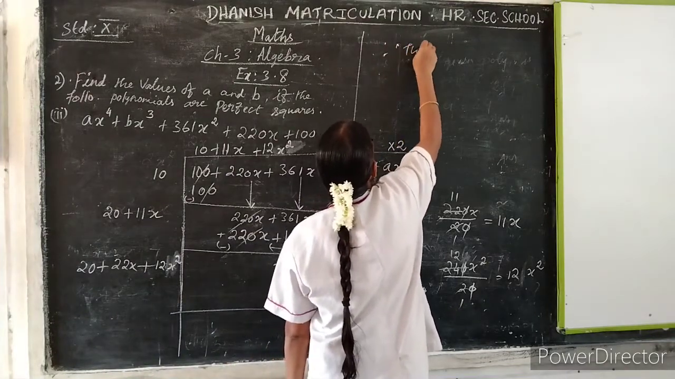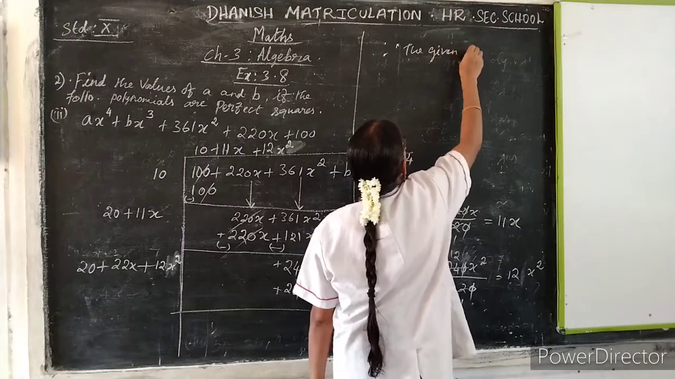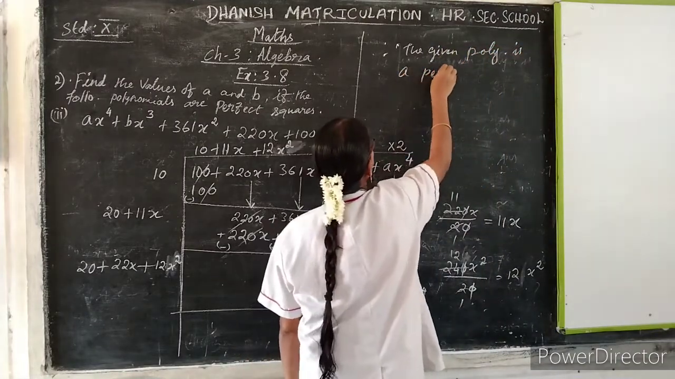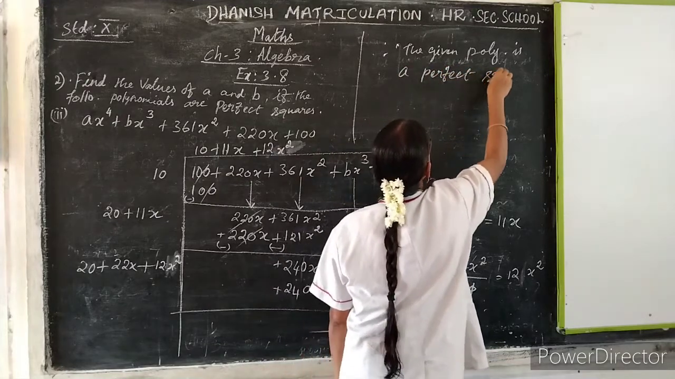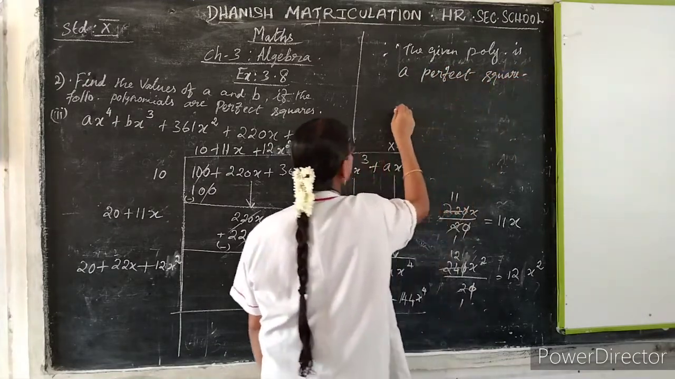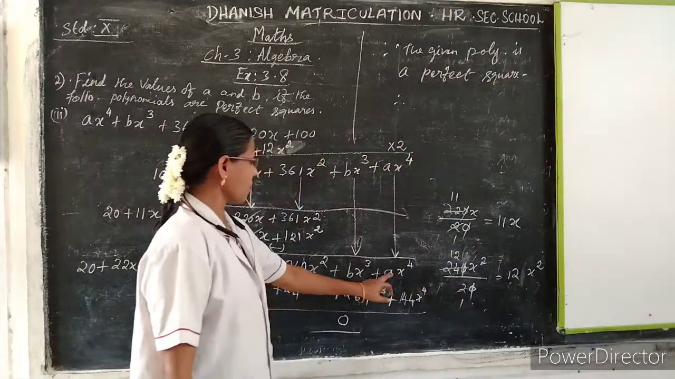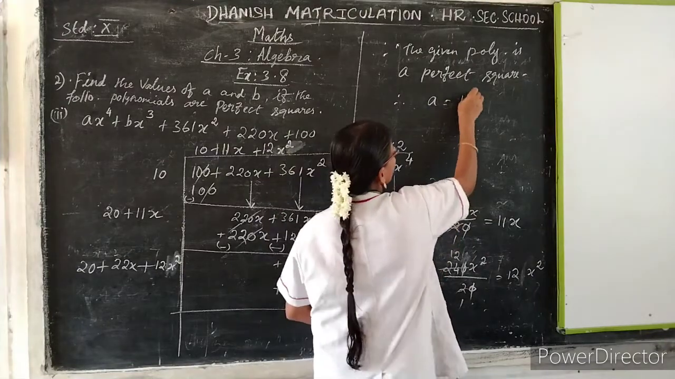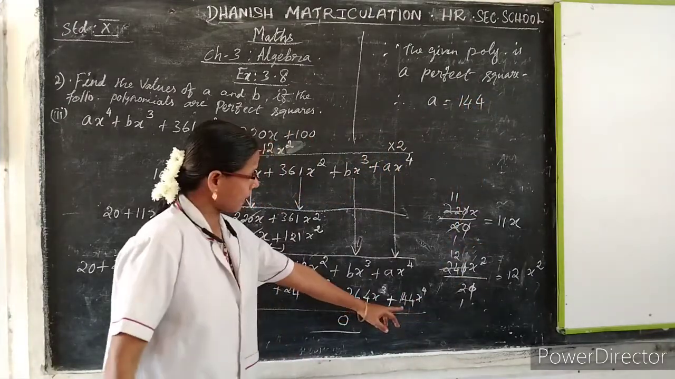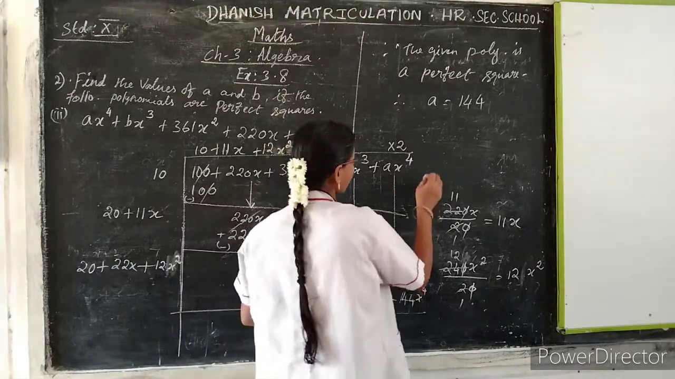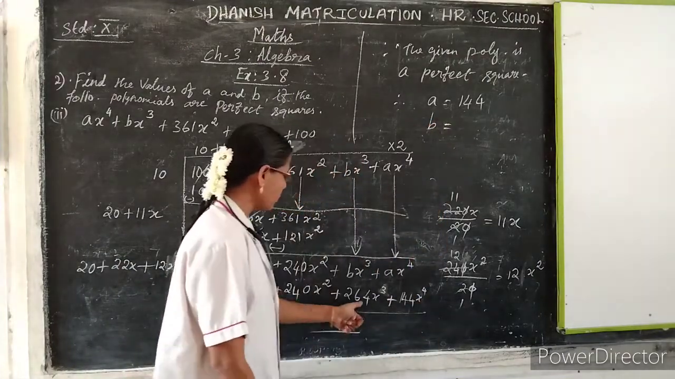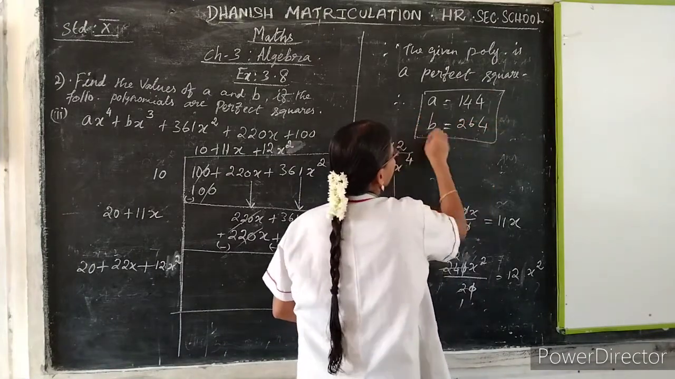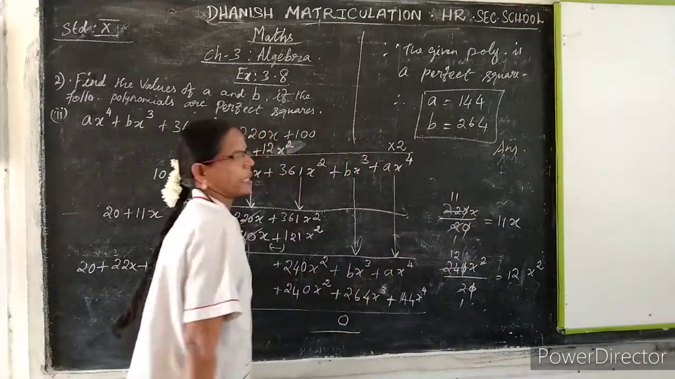Since the given polynomial is a perfect square, the value of a is the coefficient of x power 4. Here the coefficient of x power 4 is 144. Don't write that x power 4. Here the coefficient of b is plus 264. This is our required values of a and b.